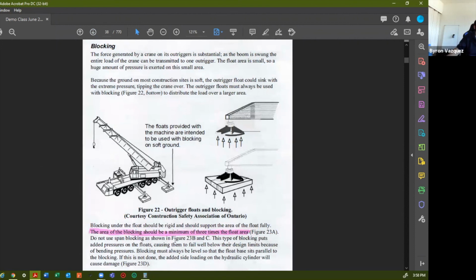Blocking. So this is an example of blocking. For most booms, they're going to extend out, and this is using the legs here, the outriggers. And so if you have uneven ground, you're not going to be able to simply set this up anywhere. You're going to need to block it. Your crane is only as good as its base. So you want to make sure you have a very, very good base before you go ahead and pick up anything, because these things are so heavy, they're prone to tipping. So that's where blocking comes in. And it should be a minimum of 3 times the float area.